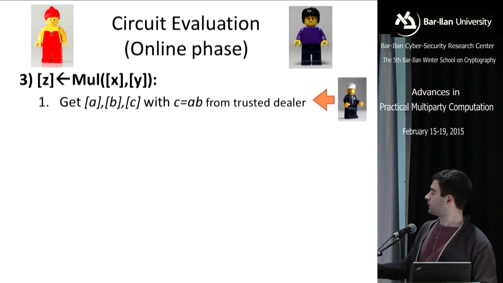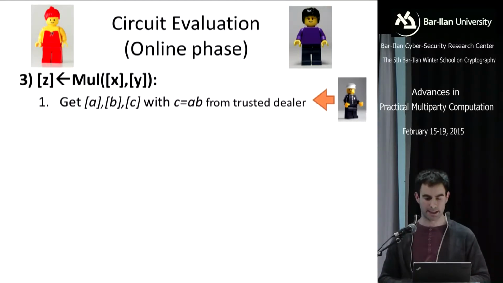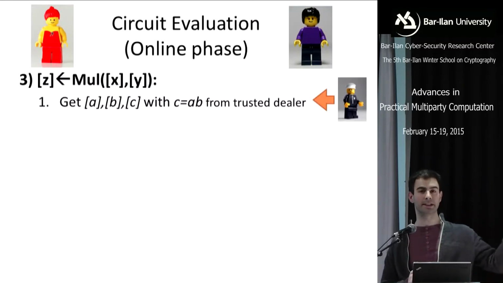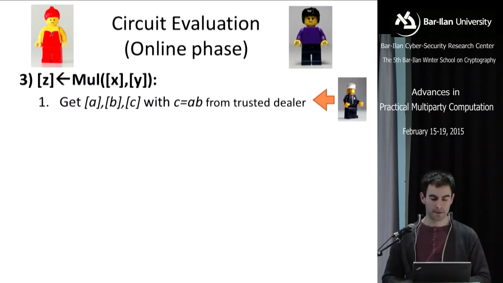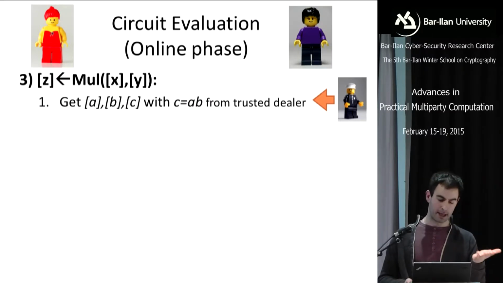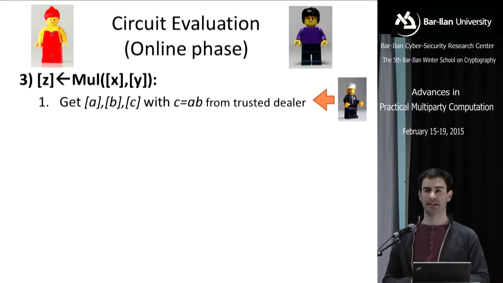which goes as follows. If you want to multiply x and y in a box, the first thing you do is get a random multiplication triple from the trusted dealer. So finally, we use the trusted dealer. You go to the trusted dealer and say, hey, can we please get a random multiplication triple from you? The trusted dealer gives you a in a box, b in a box, and c in a box, such that c is the product of a times b.